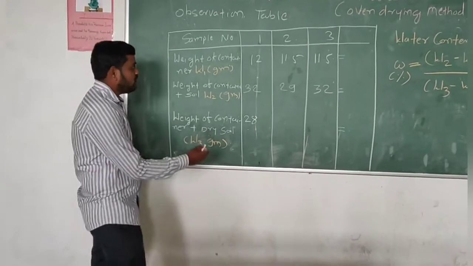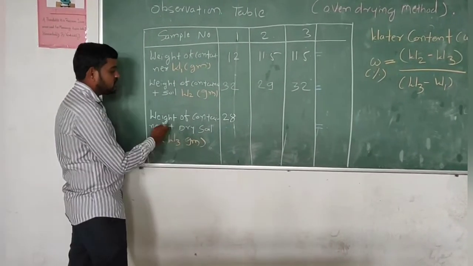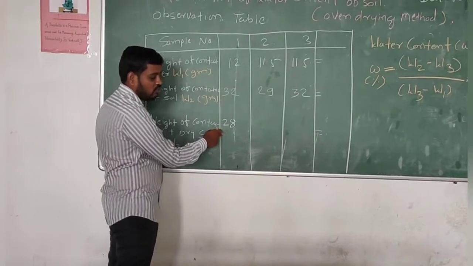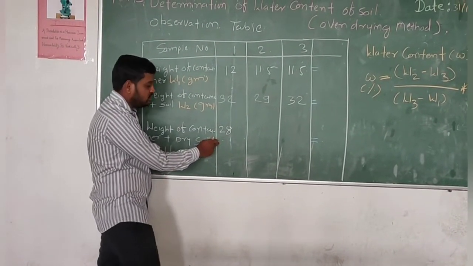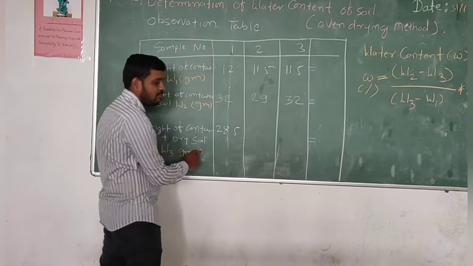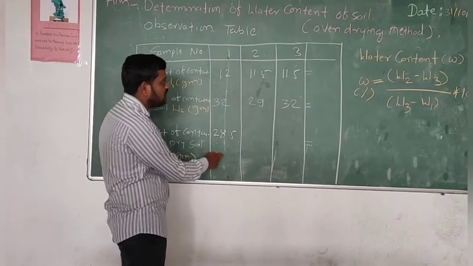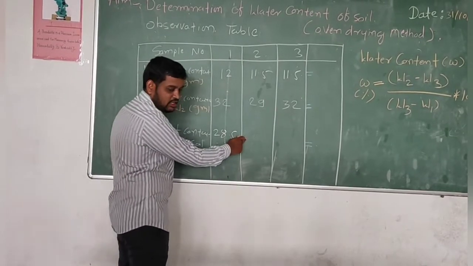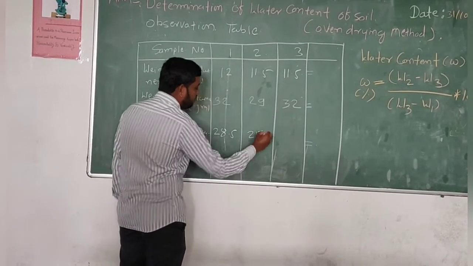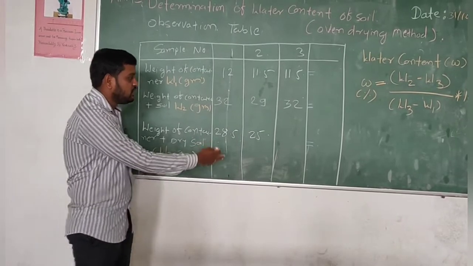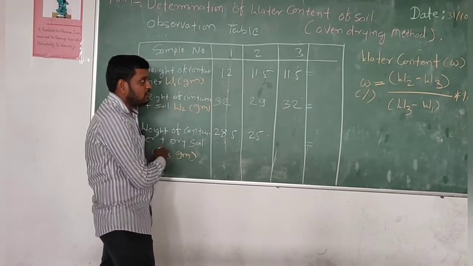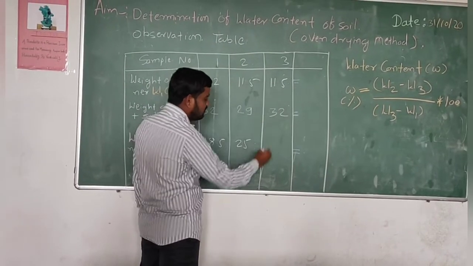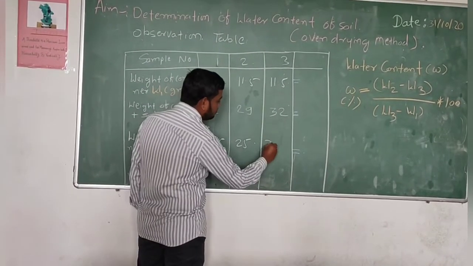So note down the weight of the container, that is W3, the weight of the container plus dry soil. For sample number 1, what is the weight? We have just measured, that is 28.5 gram. So note it down in the observation table. Similarly, the weight of the container with the dry soil for sample number 2, that is 25 gram. Similarly, W3 for sample number 3 is 30. We have just measured.